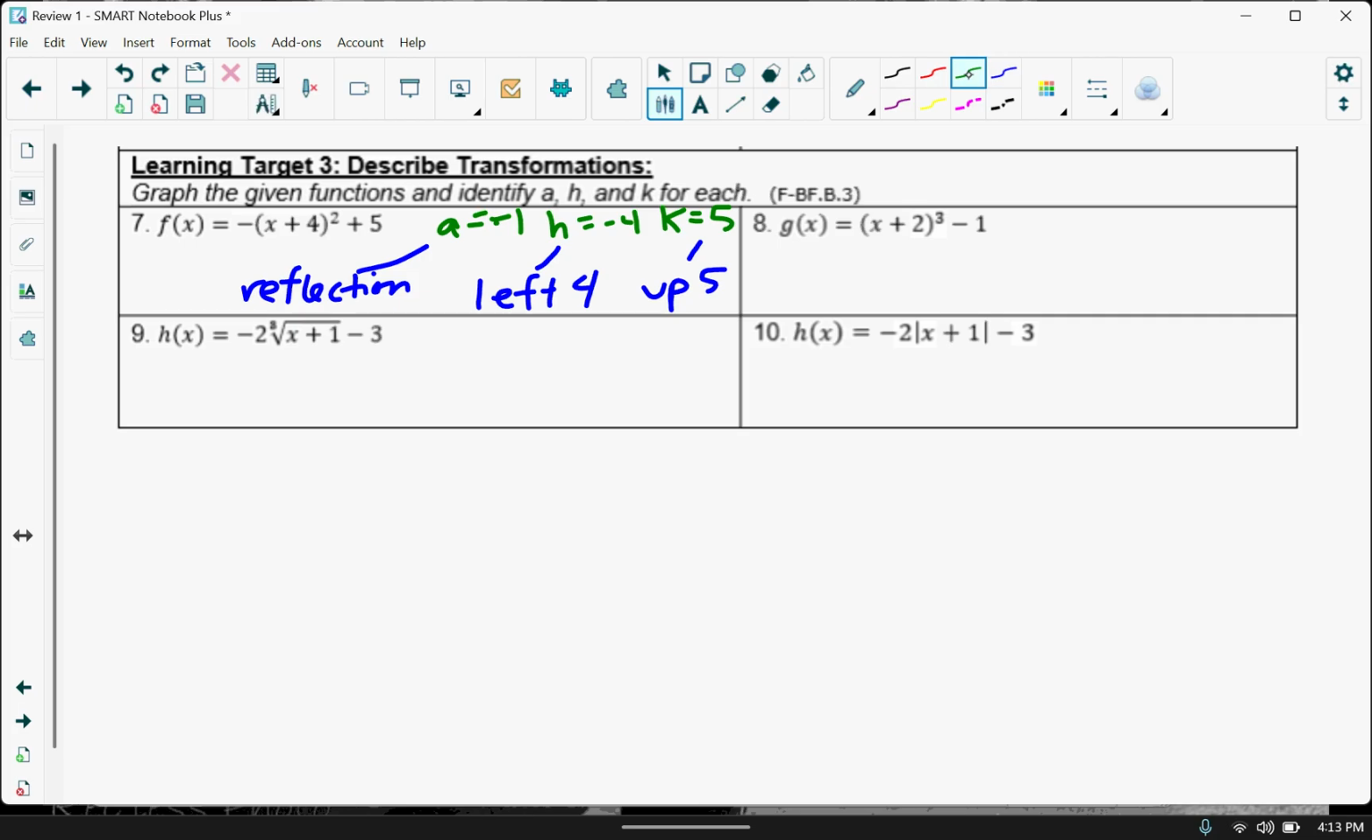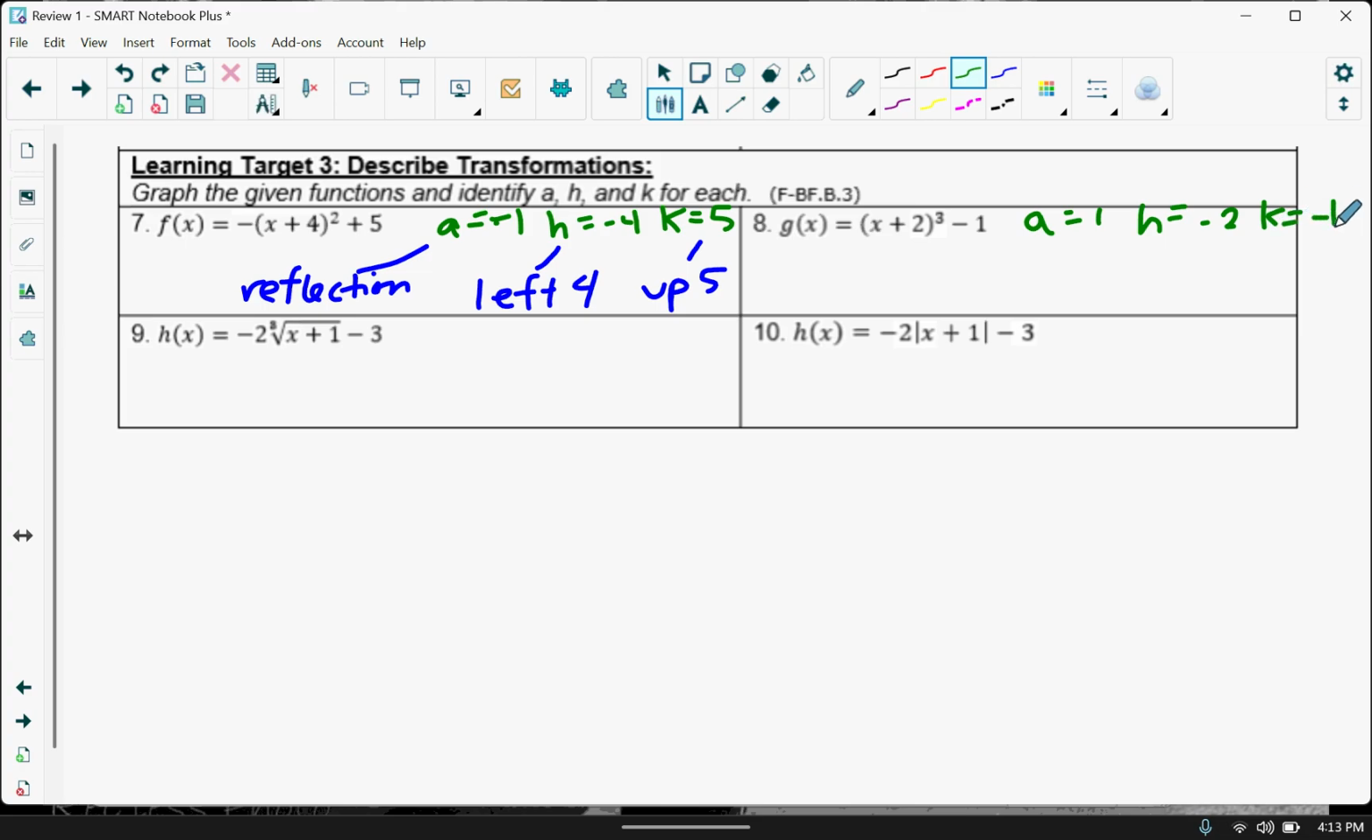Okay, next. Number 8 says g of x is equal to parentheses x plus 2, close the parentheses, to the third power, and then there's a -1 at the end. So a in this problem is going to be the 1 in front. H in this problem is going to be the -2, and then k in this problem is going to be the -1 at the end.